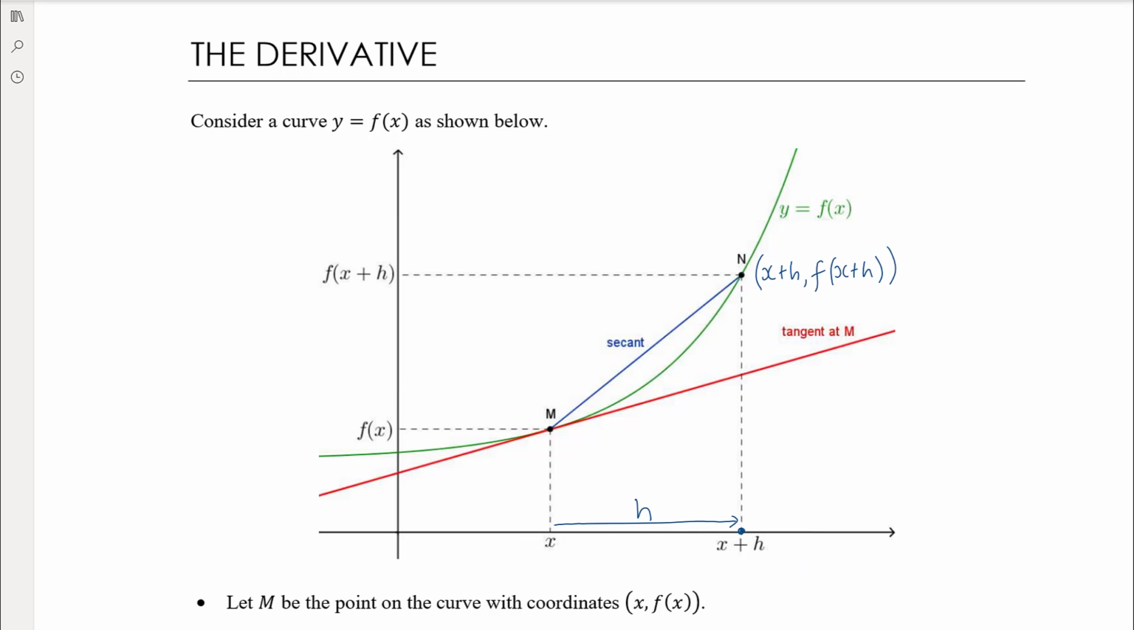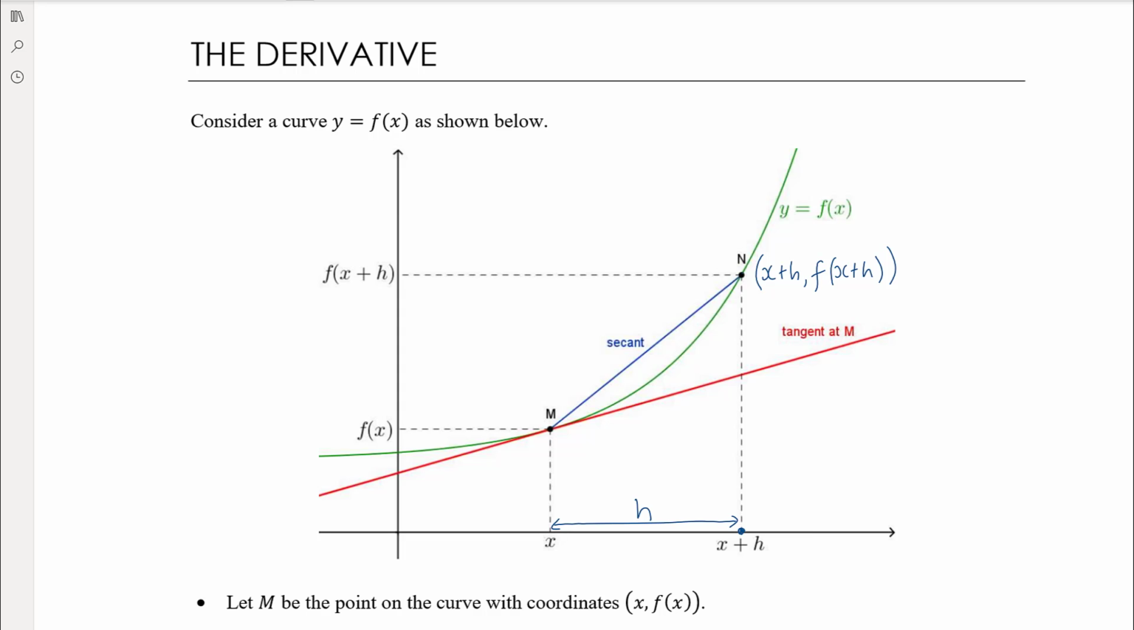Okay, so we now have these 2 points, M and N, and a secant joining them. As I said before, what we want to do is consider the gradient of the secant and then use that to help us calculate the gradient of the tangent at M, and hence the gradient of the curve at M.